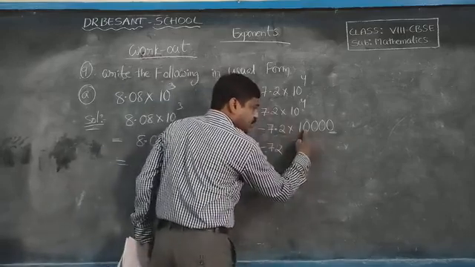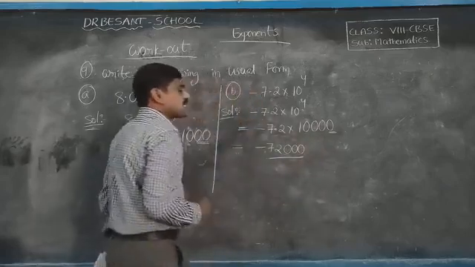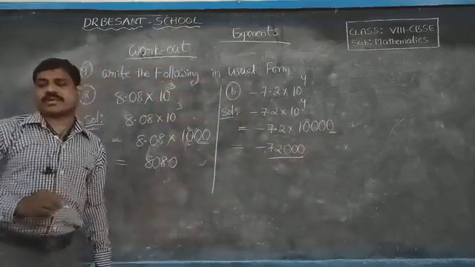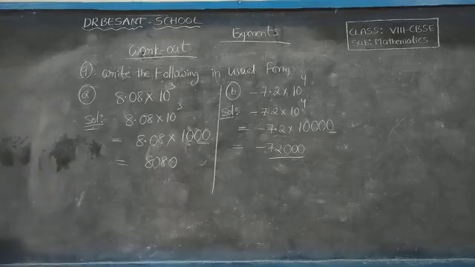Okay. So how many zeros? 1, 2, 3. So this is minus 72,000. So this is a shortcut way. Okay. Next to problem number C. This one you can do as homework. Okay, children. Next to D.